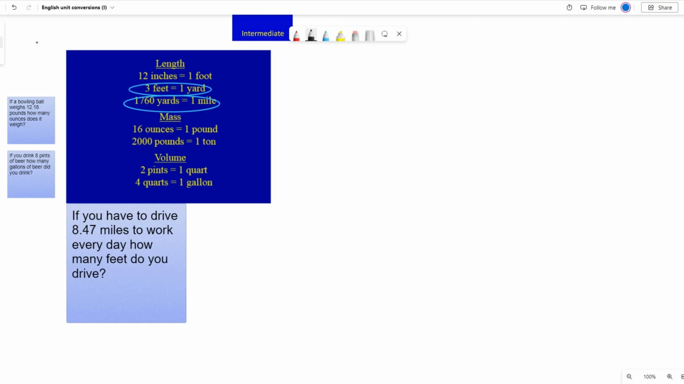So we're going to break it down into two simpler steps. If you're starting off with 8.47 miles, then we'll draw the line for our conversion factors here. We'll put miles on the bottom so that it cancels out, and then we will put yards on the top. And it is 1 mile for every 1,760 yards. So now our problem is set up so that miles and miles cancel out.